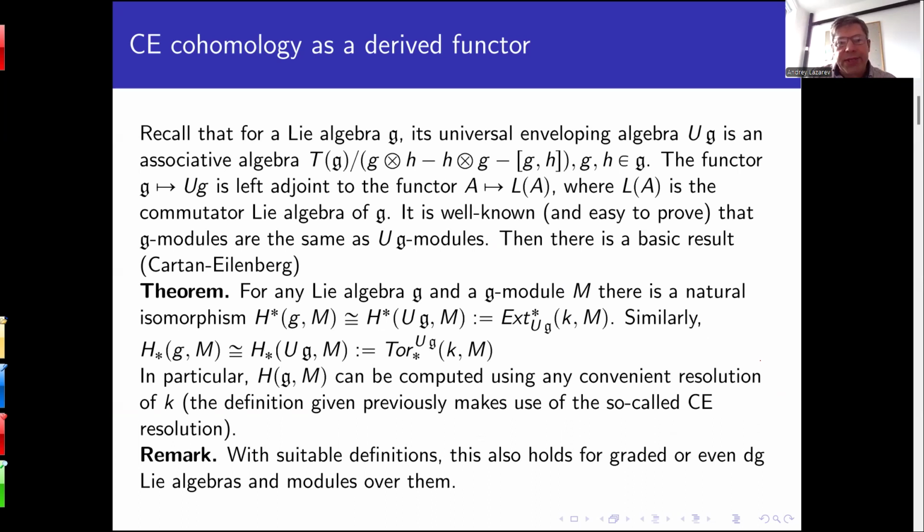One of the most important properties of the Chevalley-Eilenberg cohomology, or homology for that matter, of a Lie algebra is its interpretation as a derived functor. To do that, let us recall that a Lie algebra G has a universal enveloping algebra, UG. So to any Lie algebra, there is associated an associative algebra, its universal enveloping algebra, which is given by the following expression.